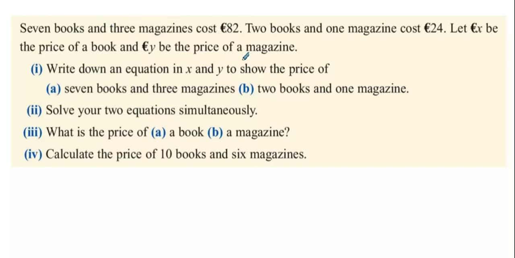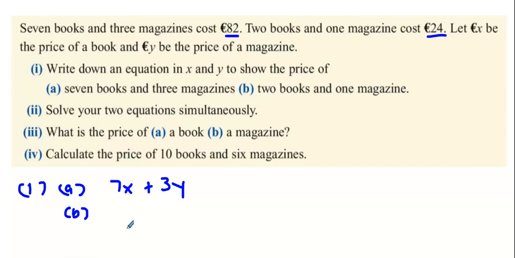7 books and 3 magazines cost €82. 2 books and 1 magazine cost €24. Let x be the price of the book and y be the price of the magazine. Write an equation to show seven books and 3 magazines. So 7 multiplied by the price of 1 book plus 3 multiplied by the price of 1 magazine.